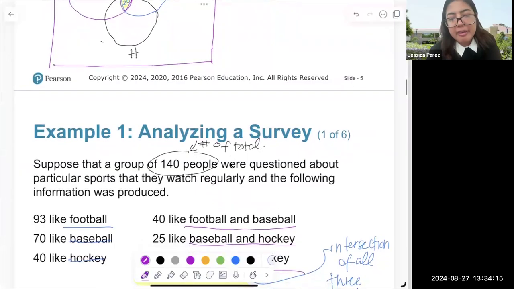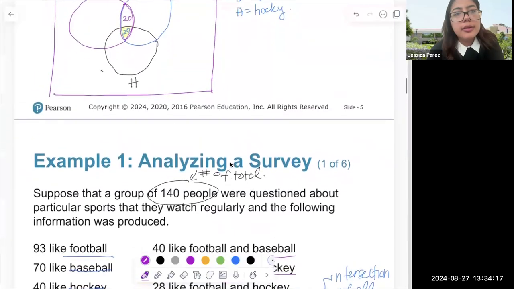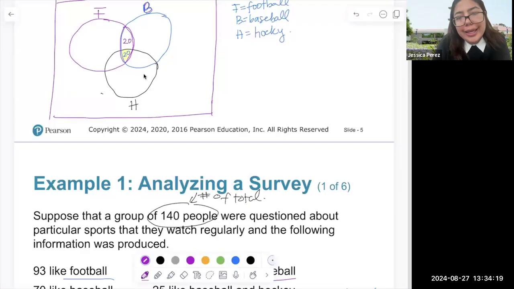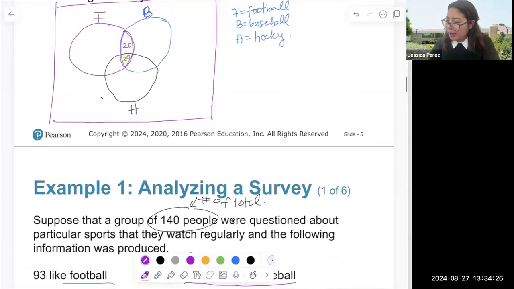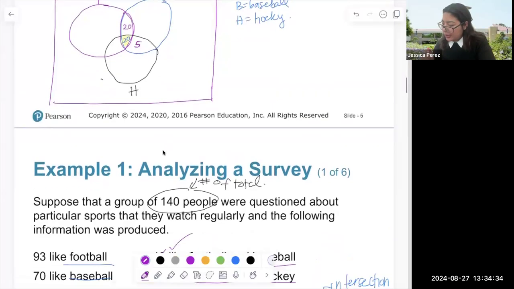Now 25 like baseball and hockey. So this side, the blue and the H, is 25. I already have 20, so I have to add a 5 here, because 20 plus 5 gives me the 25, which is this part.